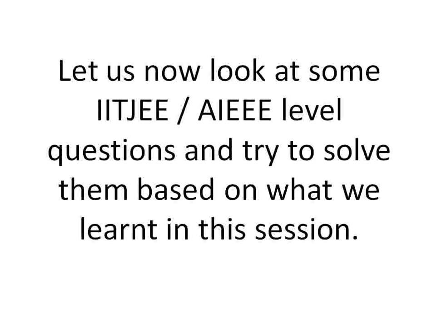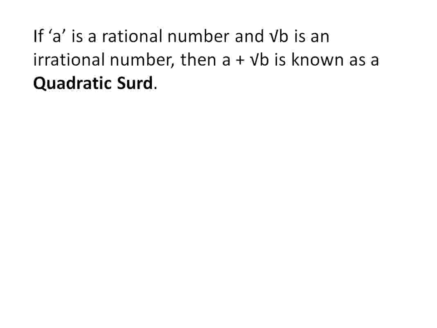Let us now look at some IIT JEE AIEEE level questions and try to solve them based on what we've learned in this session. If a is a rational number and root b is an irrational number, then a plus root b is known as a quadratic surd.